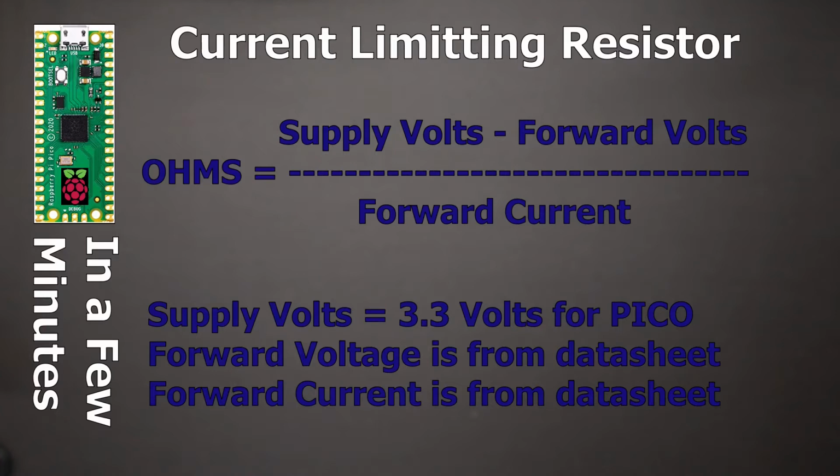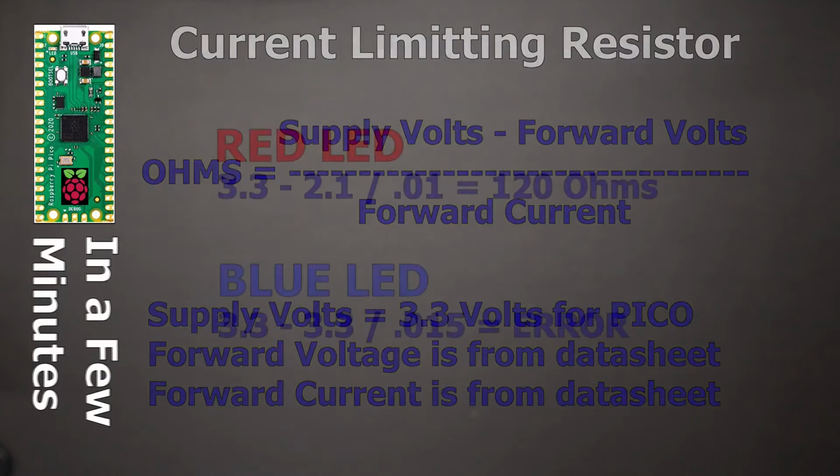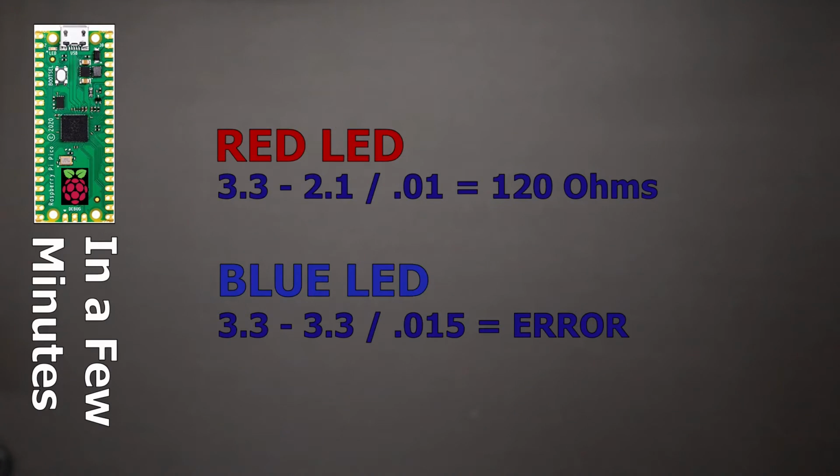So first we'll take a look at an example for what would work on a typical red LED. Now again, the supply voltage we get from the Pico is 3.3 volts. An Arduino might be 5 volts.